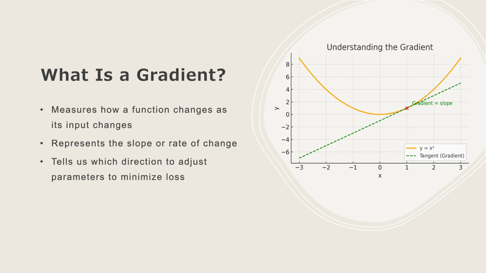In machine learning, we use gradients to guide learning. When a model makes a prediction, we calculate how far off it is from the correct answer. The gradient then tells us which direction to adjust the model's parameters to make the prediction more accurate next time. So, gradients are the foundation of optimization. They help our models learn by following the path of steepest descent, or in other words, the direction that reduces error.